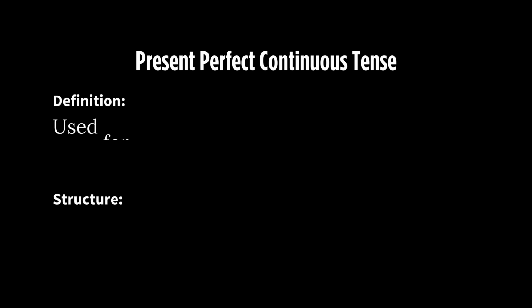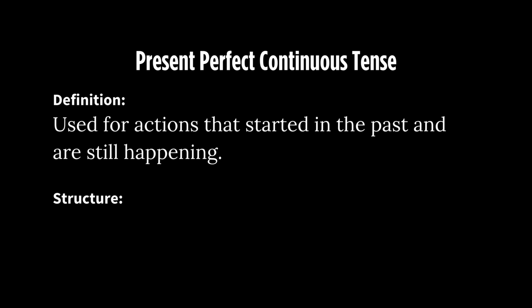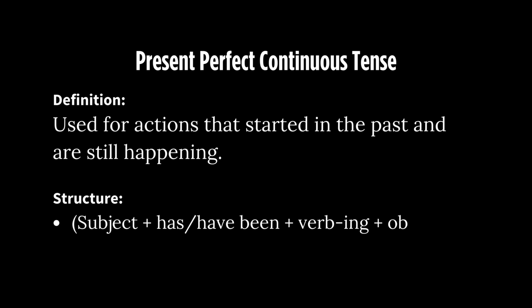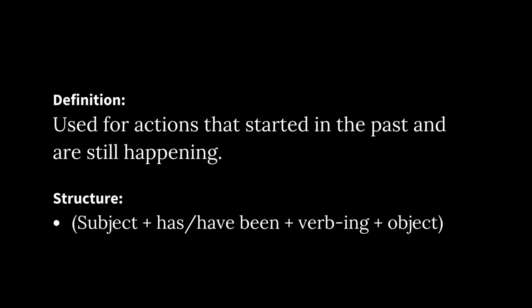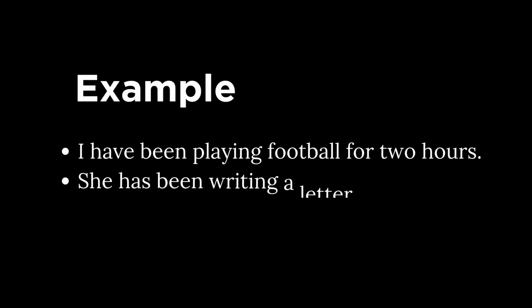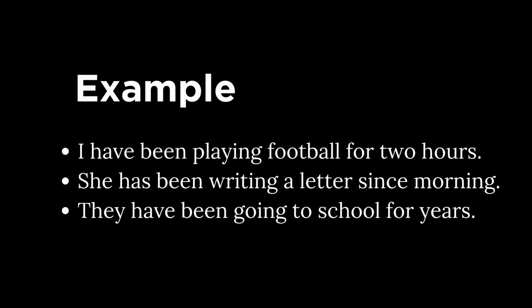Present perfect continuous tense, definition: used for actions that started in the past and are still happening. Structure: subject plus has or have been plus verb-ing plus object. I have been playing football for 2 hours. She has been writing a letter since morning. They have been going to school for years.